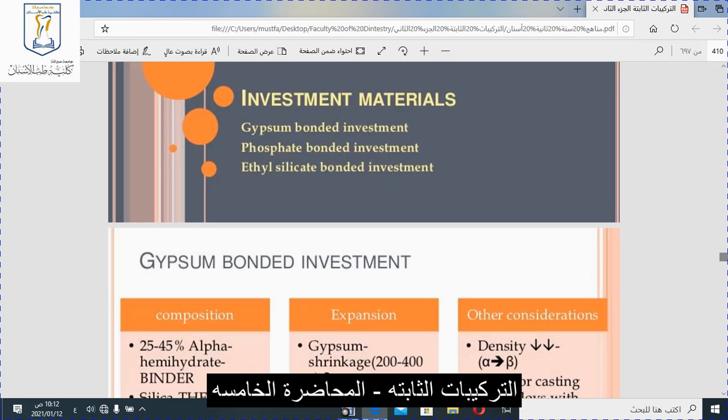Investing material, as you know from dental materials, is either gypsum bonded investment, phosphate bonded investment, silicate bonded investment, or magnesia based investment. Sometimes there is zirconia based investment. Magnesia and zirconia investment materials are specific for when we have to cast ceramic restorations, because they withstand high temperatures and give maximum expansion.